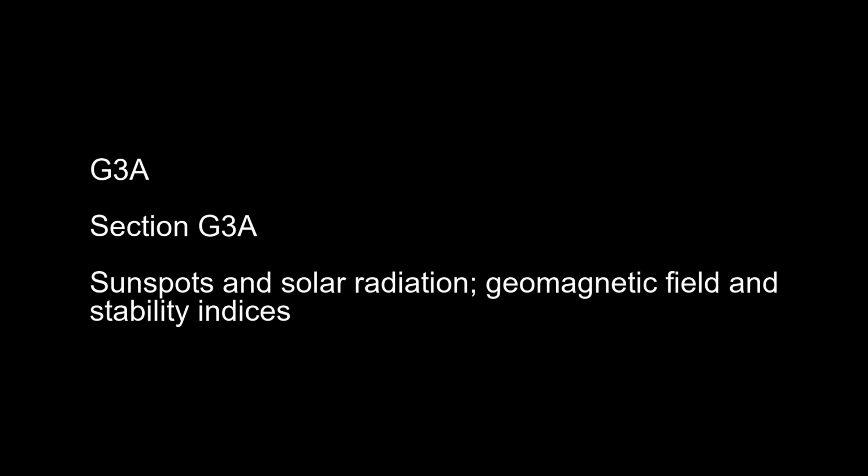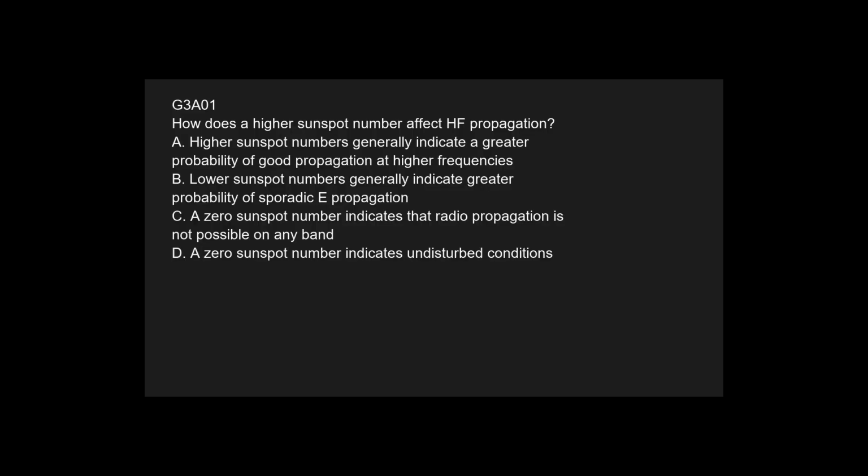Section G3A, Radio Wave Propagation. Section G3A, Sunspots and Solar Radiation, Geomagnetic Field and Stability Indices. Question: how does a higher sunspot number affect HF propagation? The correct answer is A. Higher sunspot numbers generally indicate a greater probability of good propagation at higher frequencies.